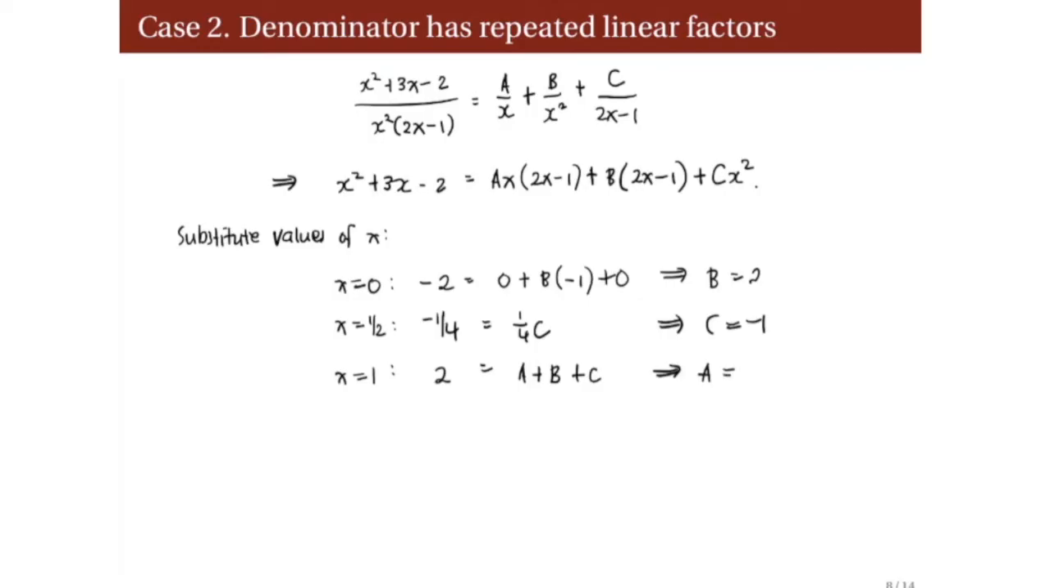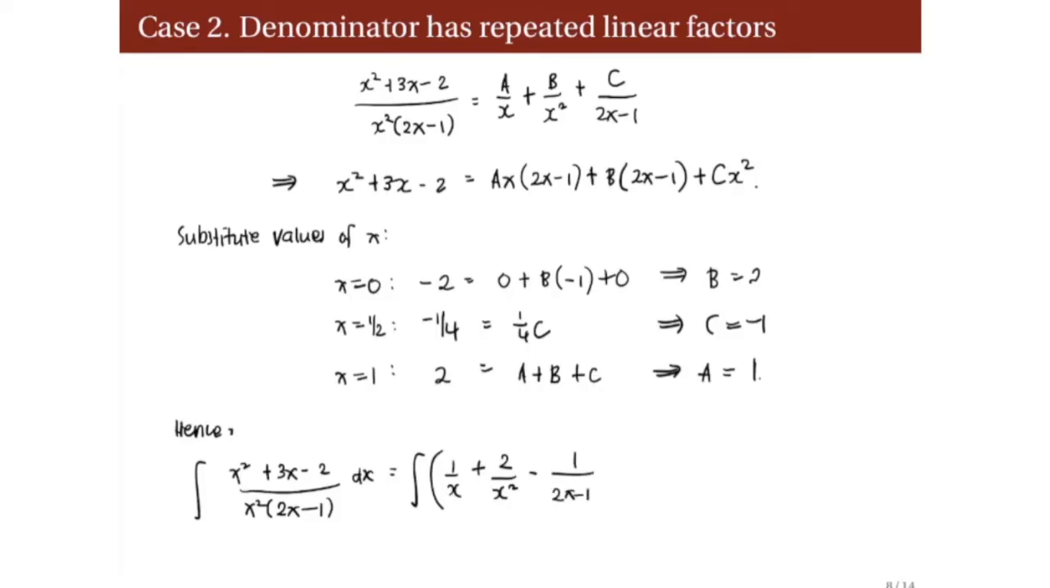So a here is equal now to 1. Hence, the integral now of x squared plus 3x minus 2 all over x squared times 2x minus 1 with respect to x is equal to the integral of a over x, which is 1 over x, b over x squared, so that would be plus 2 over x squared, minus c, plus c, which is minus 1 over 2x minus 1, with respect to x, is equal now to the following.